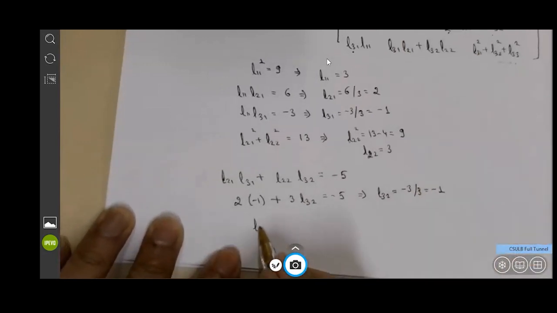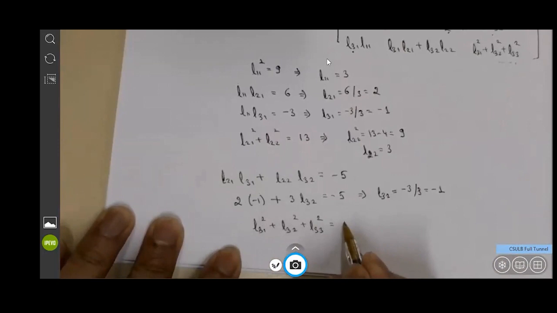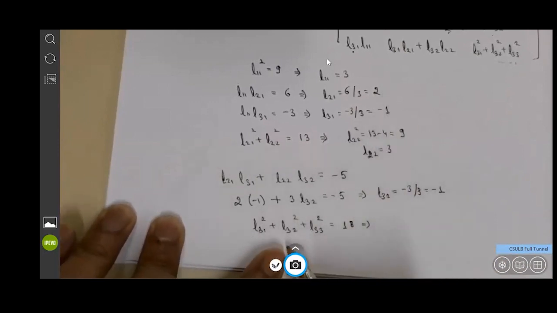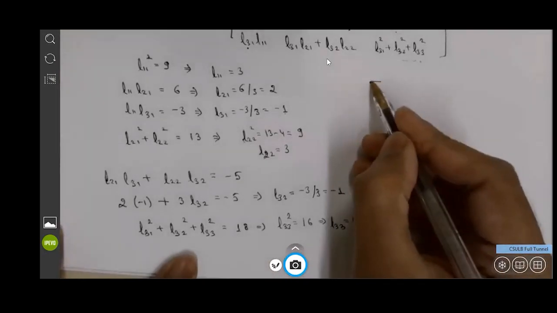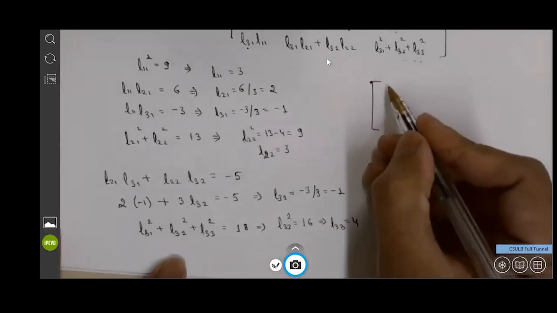Okay, and then I know L31, I know L32, the only thing remaining is L33. So L31 squared plus L32 squared plus L33 squared has to be equal to 18, and L31 is negative 1, L32 is negative 1, so 1 plus 1, 2. So L33 squared is equal to 16, and L33 comes out to be 4. So now I know all the elements of the L matrix.